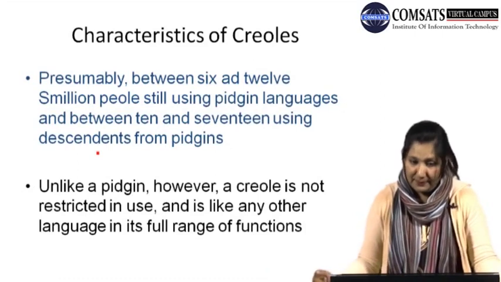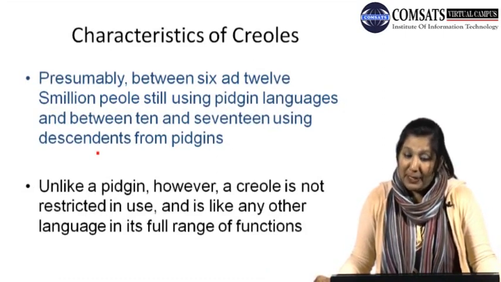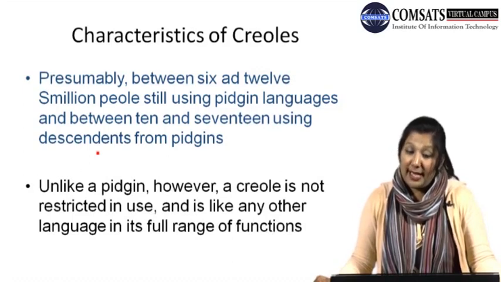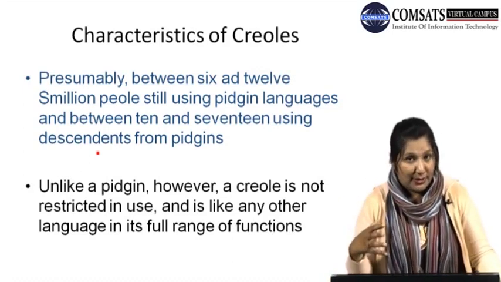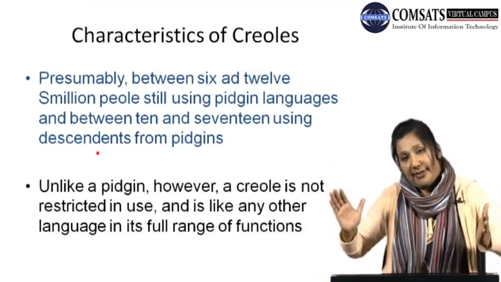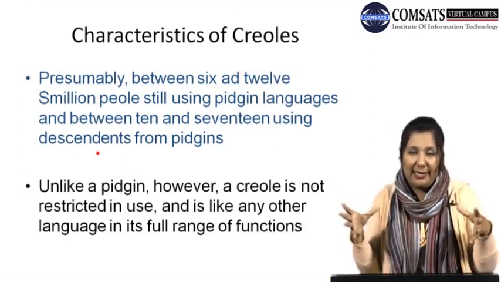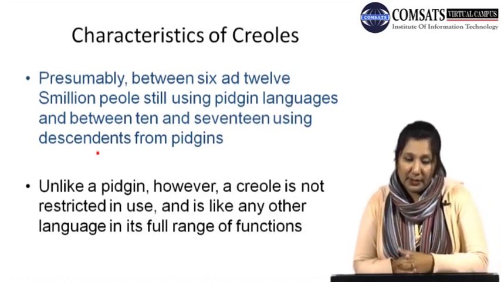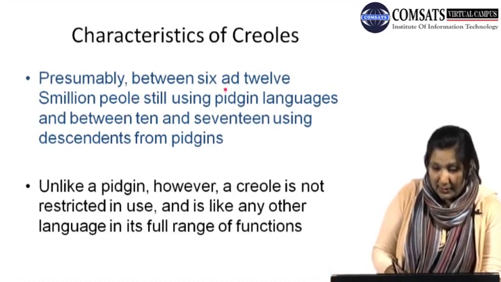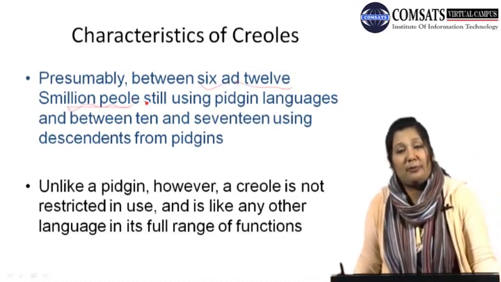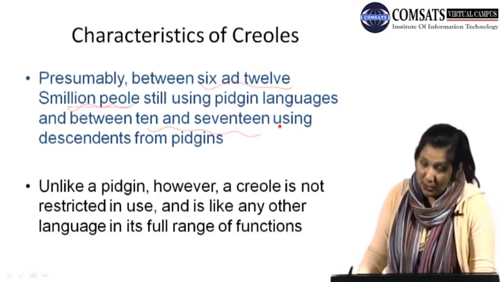Now some characteristics of Creoles. Presumably between 6 and 12 million people are still using pidgin languages, and between 10 and 17 million using descendants of pidgins. Look, what are the characteristics of Creoles? Creoles actually are, we are saying, when the pidgins are indigenized, when they are localized, when pidgins are learned as the first language by the people, it means they are becoming Creoles. Up till now, we see that between 6 and 12 million people are still using pidgin languages, and there are 10 to 17 million descendants of pidgins that we can trace even up till now.